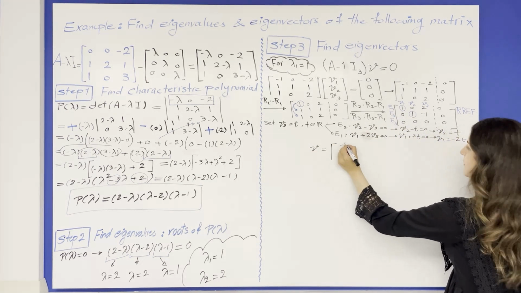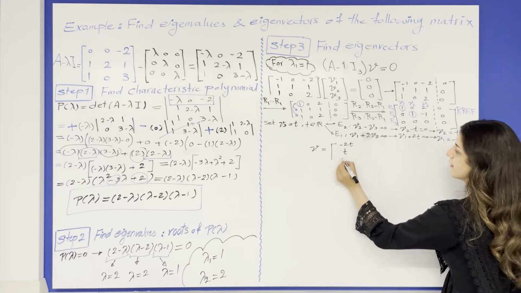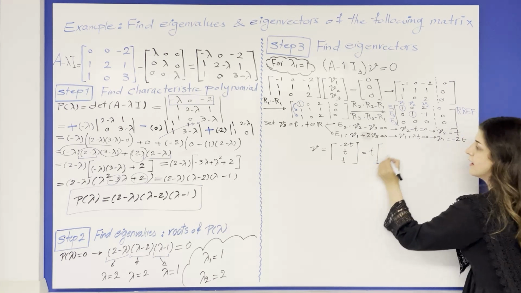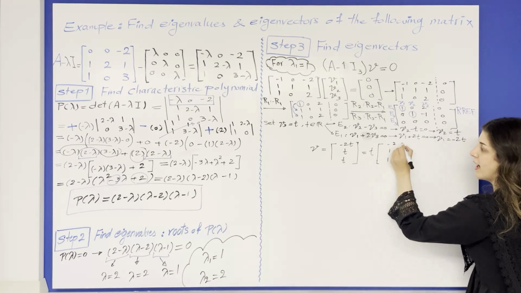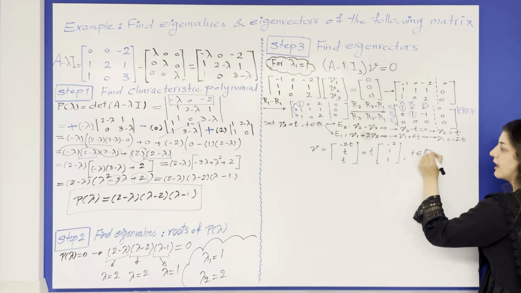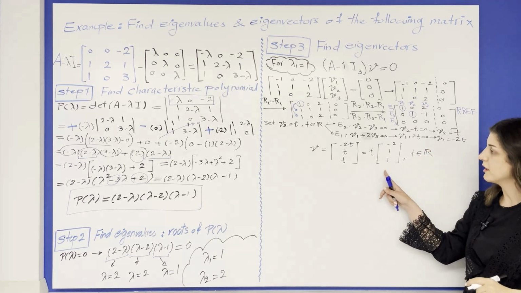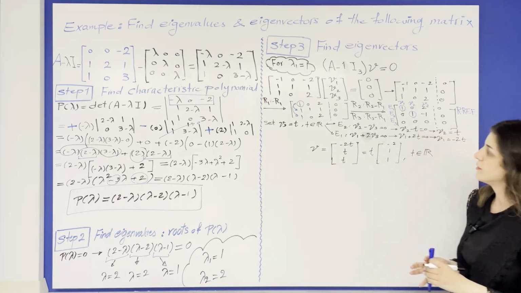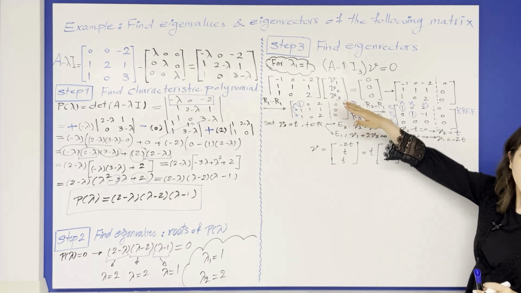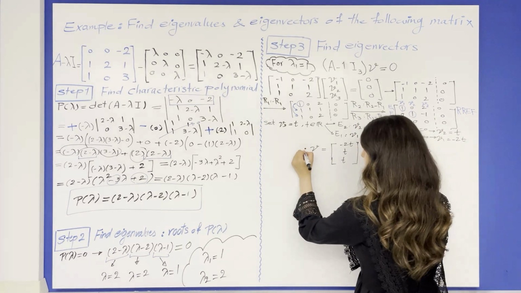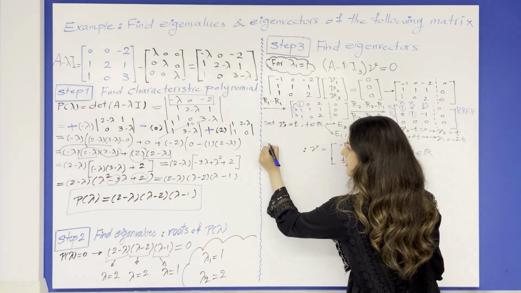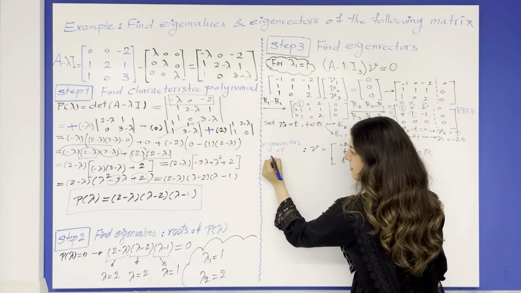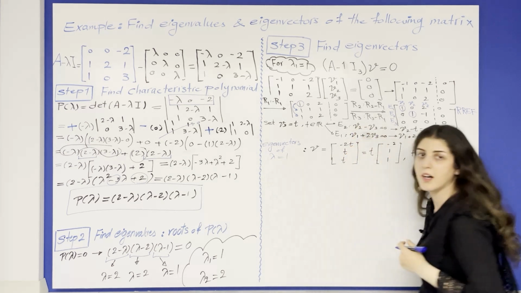So v1 is -2t, v2 is t, v3 is t. I can factor out t, and I get -2, 1, 1, right? So t times this vector, and this is the general solution, the solution set for this system, right? Which is exactly the eigenvectors corresponding to lambda being 1.